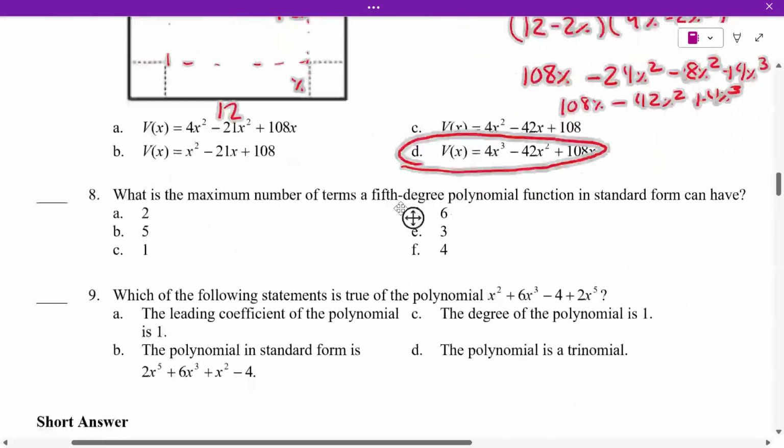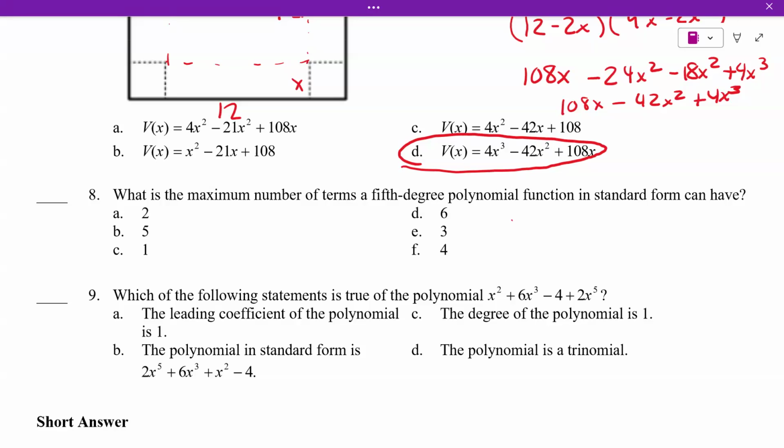What's the maximum number of terms in a fifth degree polynomial? In standard form, how many can it have? It's always one more than the polynomial. Okay? The number of terms is always one more because it's x to the fifth plus x to the fourth plus x to the third plus x to the second plus x plus a number. 1, 2, 3, 4, 5, 6. It's always one more. The maximum number of terms of a polynomial function in standard form is one more than the power.